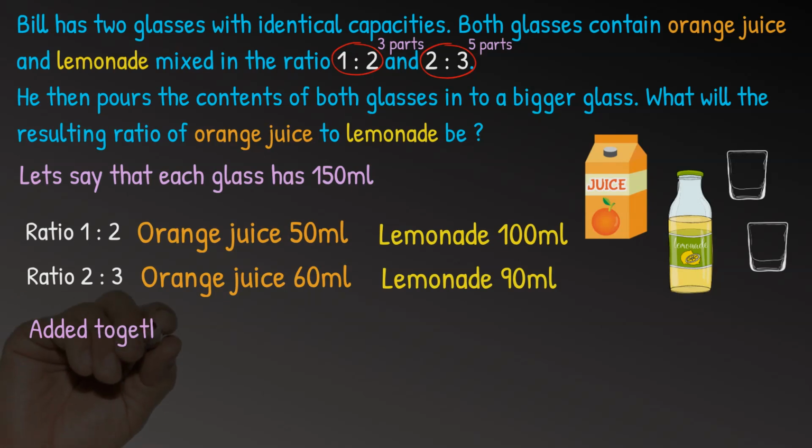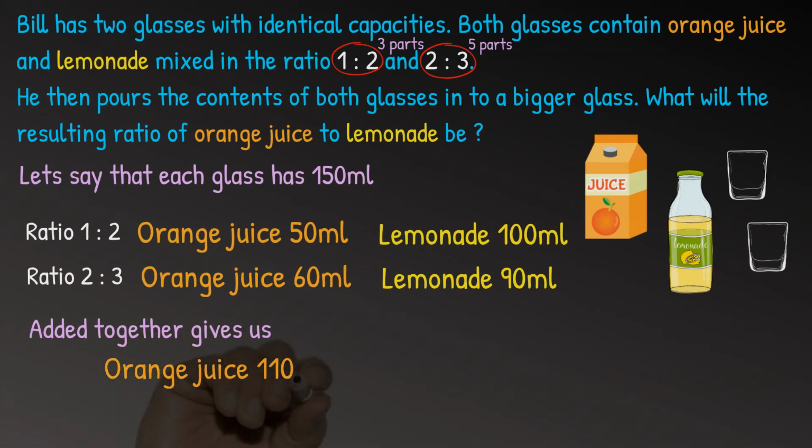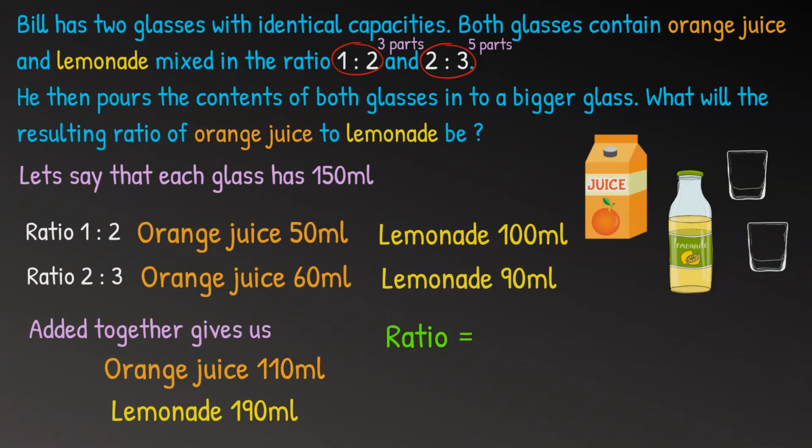Now when we add the two glasses together, we have to add the volume of orange juice and lemonade together. So for orange juice, we have 110 millilitres because it's 50 plus 60. And for lemonade, we have 190 millilitres because it's 100 plus 90. So the new ratio of orange juice to lemonade is 110 over 190. And if we reduce that down, it's 11 to 19.